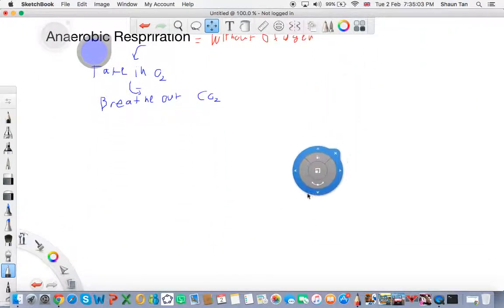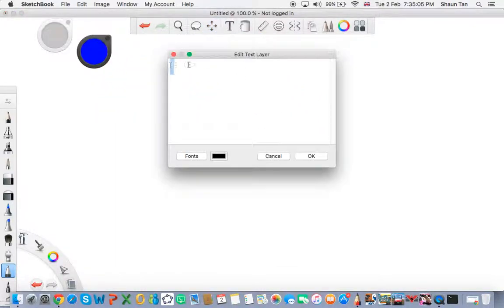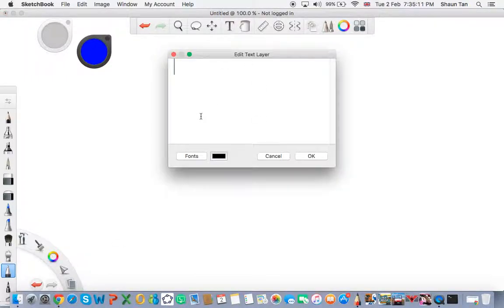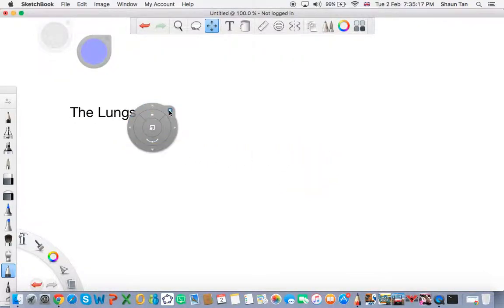So that being said, now we need to talk about the lungs. The lungs are a fundamental part of our body. If we don't have lungs, then we can't carry out gas exchange and we will die.